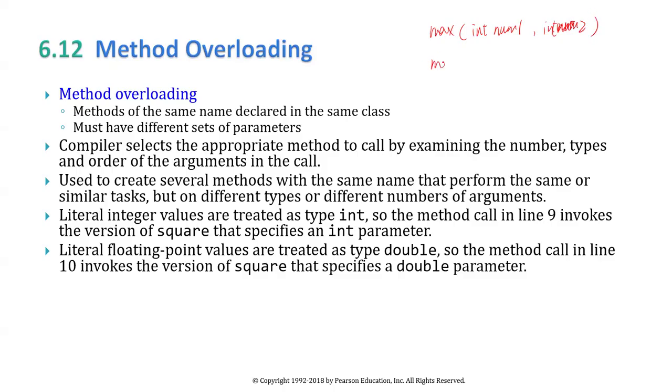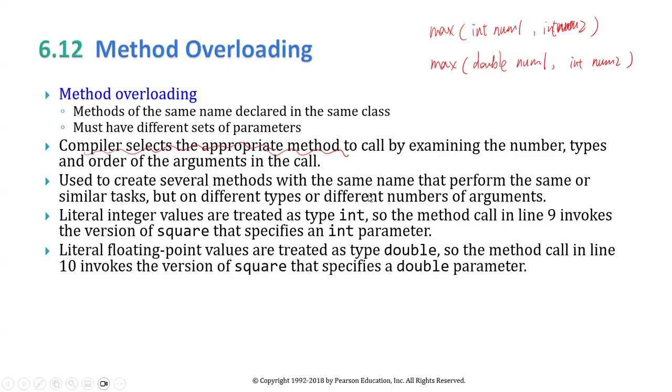And also we can have another method that takes double number1 and int number2, right? This is overloading. The compiler will select the appropriate method by examining the number, types, and order of the arguments in the call. What we have to do is to define it is enough.